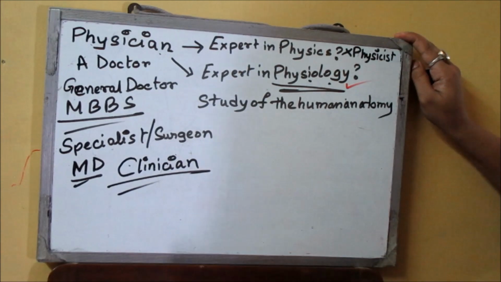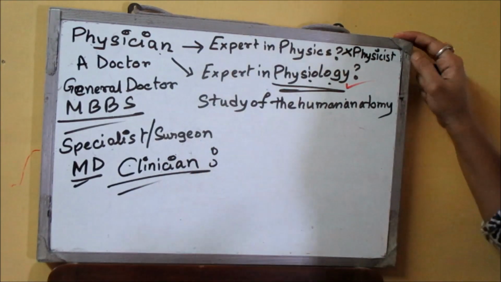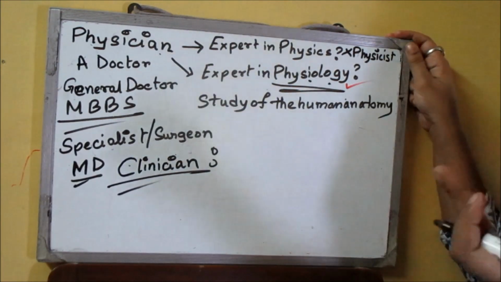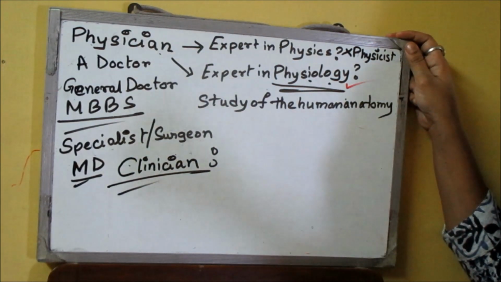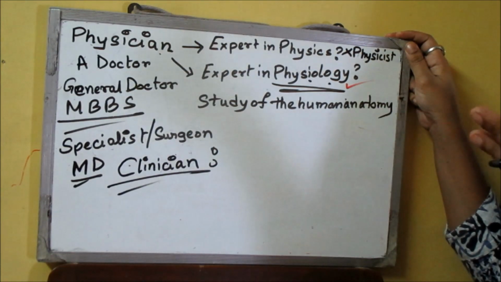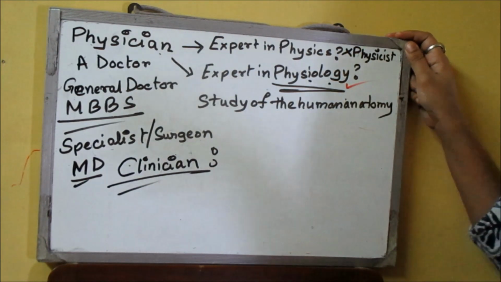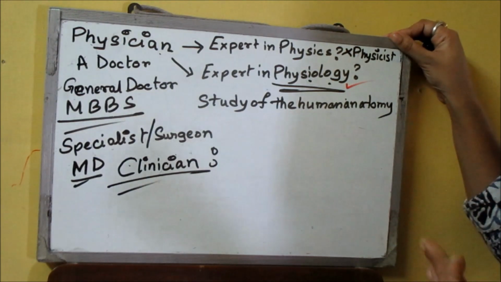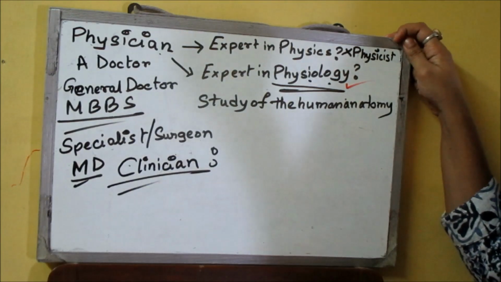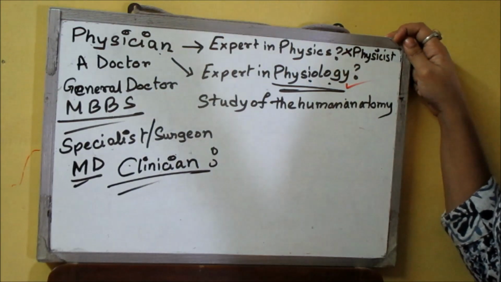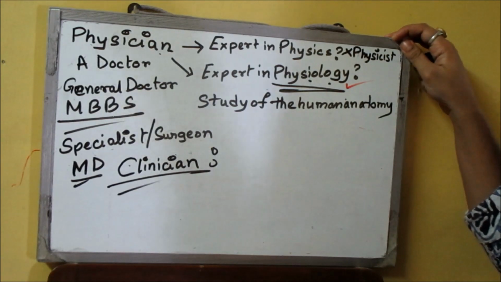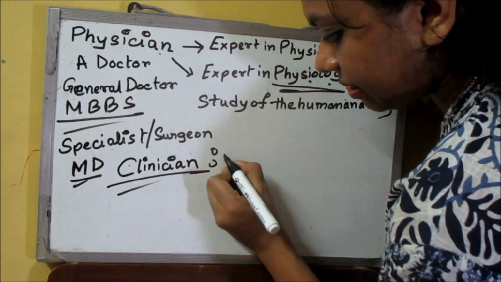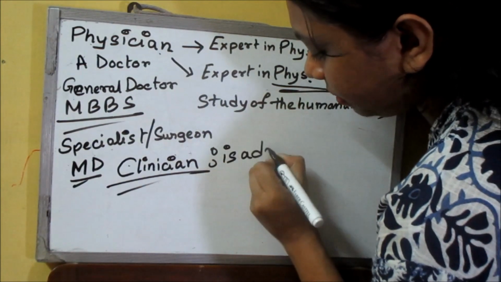Now, who is a clinician? A clinician is a doctor who deals face to face with his patients and depends on his own theoretical knowledge and expertise more than on laboratory studies, etc.